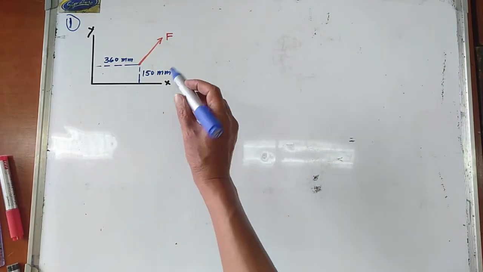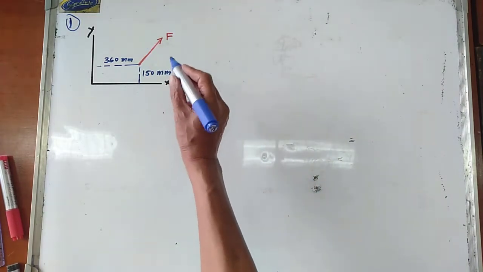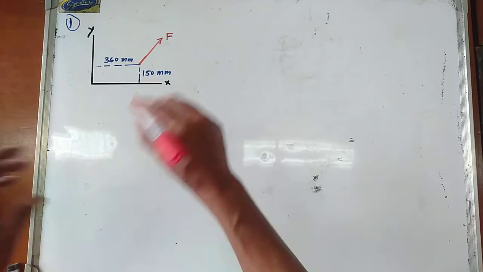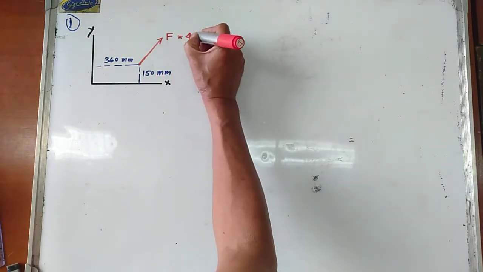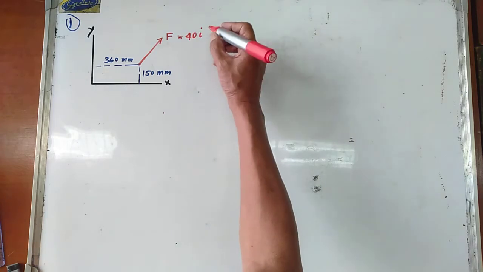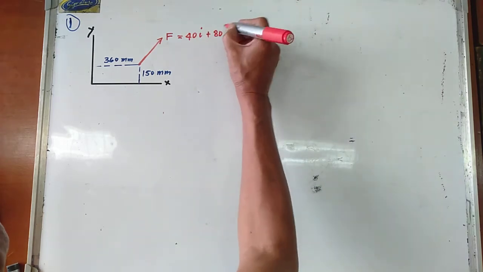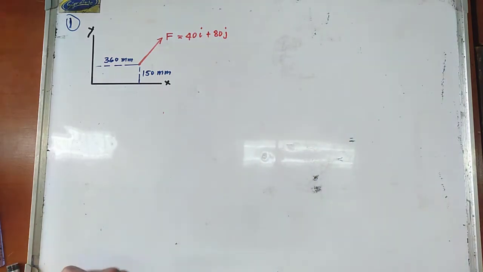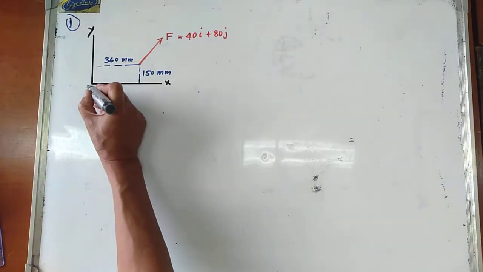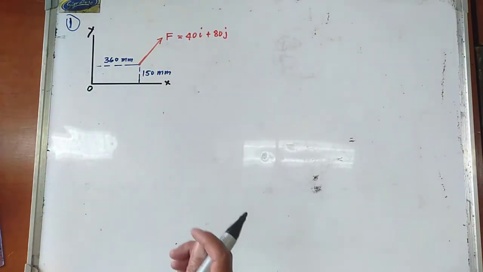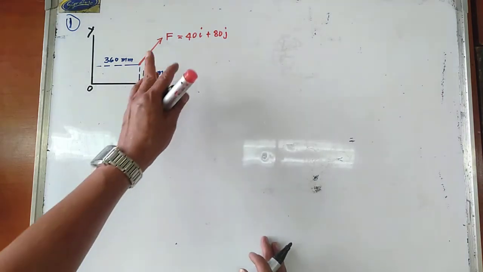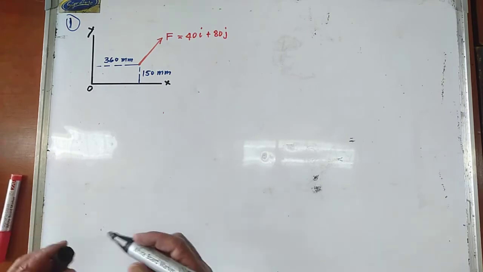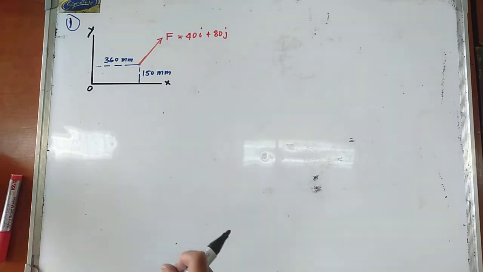Okay, determine the moment of the force F, which is equal to 40i plus 80j, about point O. So this is now your point O. Okay, so how are we going to determine now the moment of this force about point O? So let us now apply your Varignon's theorem.